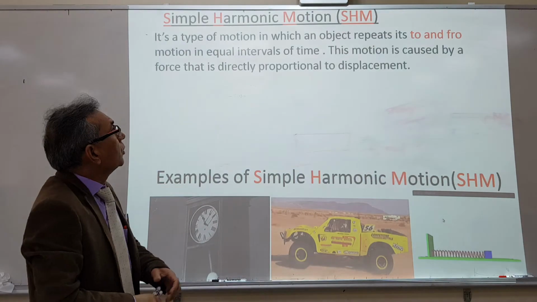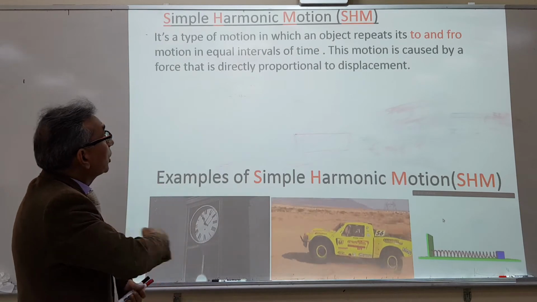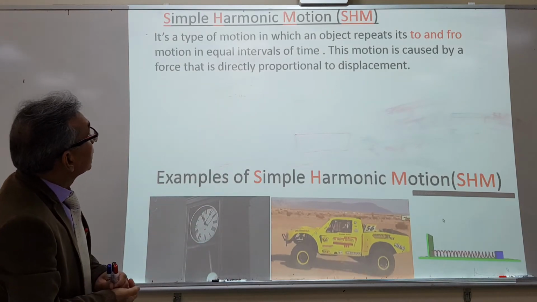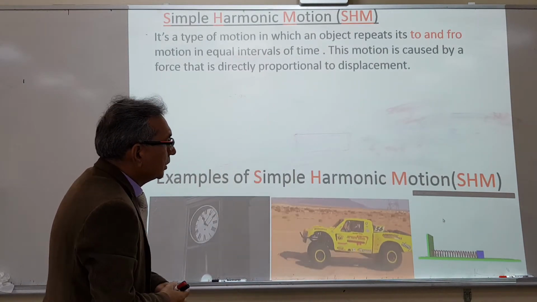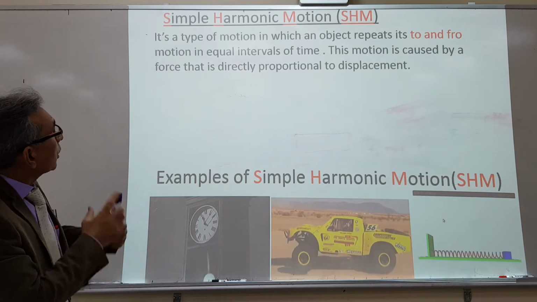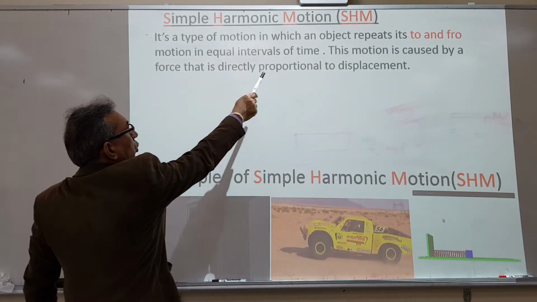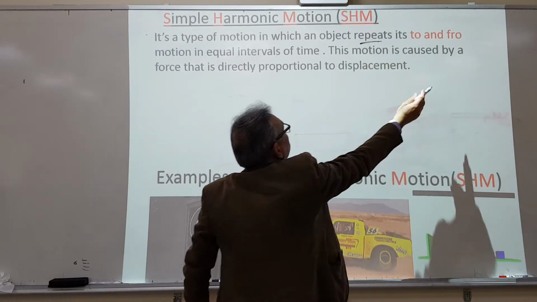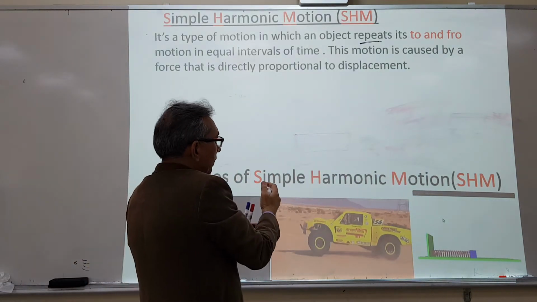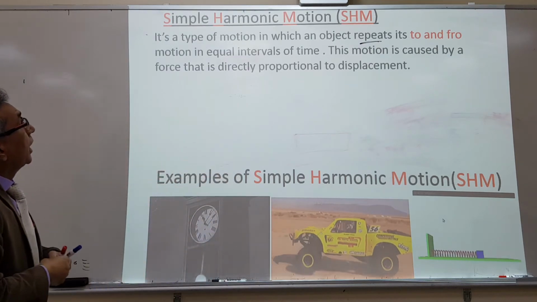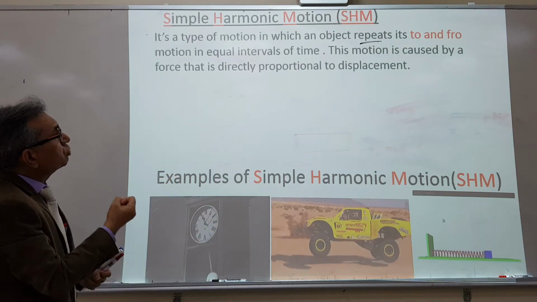You remember we discussed in chapter number 2 translational motion, or linear motion, along a single line, then in 2 dimensions. Then in chapter number 7 we discussed circular motion, when an object is moving around a circle about some fixed point. Now this is another type of motion. It's a special type of vibratory motion in which an object repeats its to and fro motion. To and fro means from one point to the other about the equilibrium position. I will explain it. In equal intervals of time, the object repeats its to and fro motion.